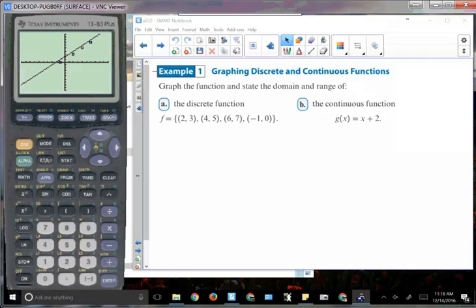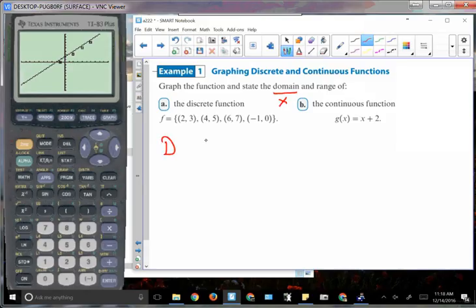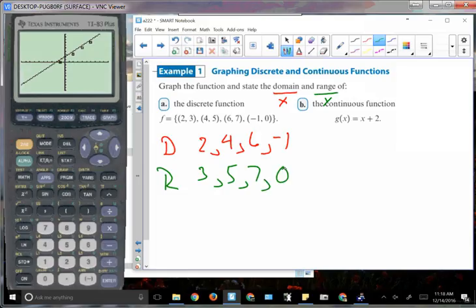So, now, it wants us to state the domain and the range. Whenever we have a discrete function, the domain is always going to be x. So the domain here is going to be 2, 4, 6, and -1. That's what the domain is going to be. What about the range? Well, the range is always going to be y. So that means here it's going to be 3, 5, 7, and 0.